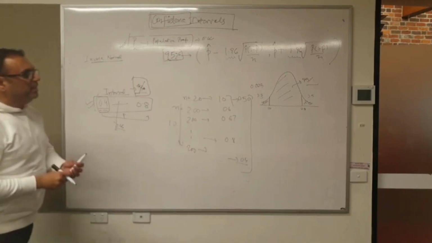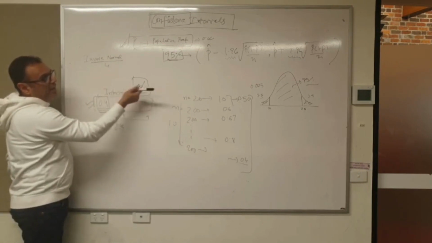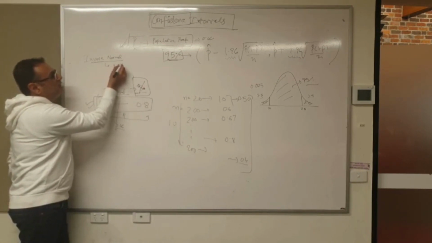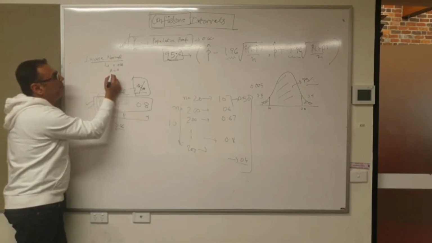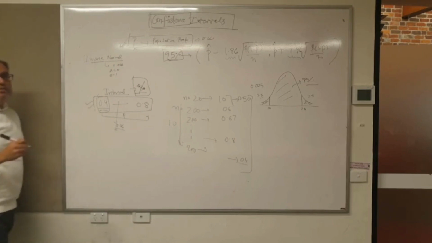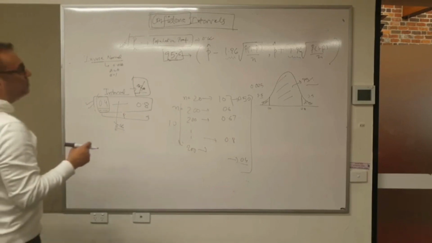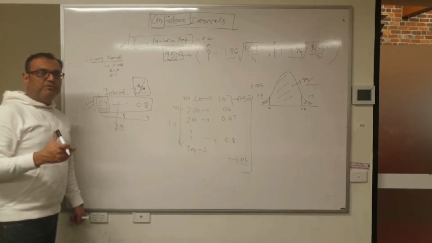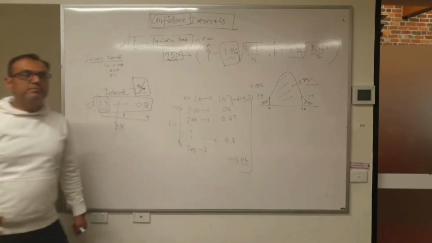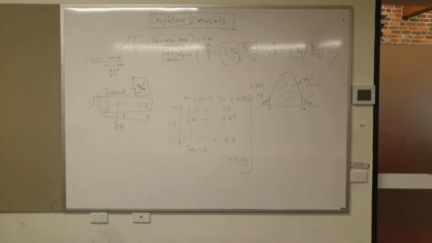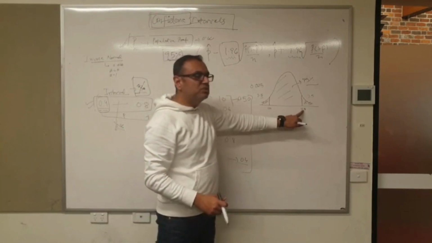Yeah, okay. Now, go to your inverse normals. Put your area as 0.025. Put your mu equals to 0, the standard normal, and your sigma equals to 1. See, what do you get? What do you get, Chris? Negative 1.96. That's precisely what this is, right? And from symmetry, this will be a positive 1.96.